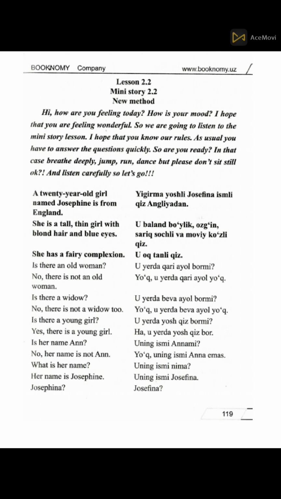A 20-year-old girl named Josephine is from England. She's a tall, thin girl with blonde hair and blue eyes. She has fair complexion. Is there an old woman? No, there is not an old woman. Is there a widow? No, there is not a widow too. Is there a young girl? Yes, there is a young girl. Is her name Anne? No, her name is not Anne. What is her name? Her name is Josephine.